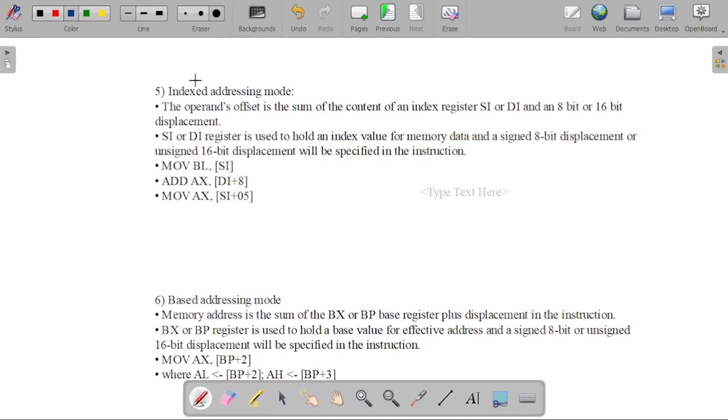The next type of addressing mode is index addressing. In our 8086 microprocessor, there are two types of index registers available, that is SI and DI. SI stands for source index and DI stands for destination index. If any one of these registers is given in the source or destination operand, that time we consider this addressing mode as the index addressing mode.